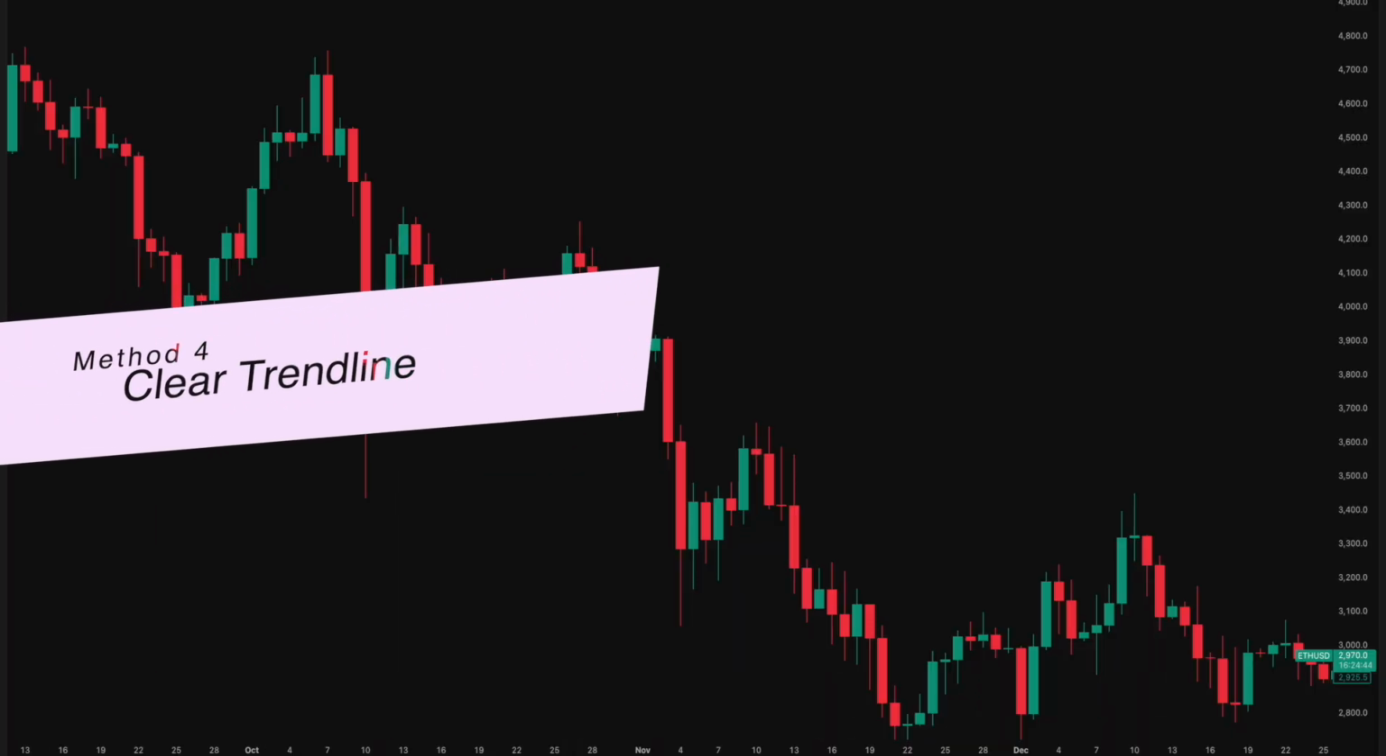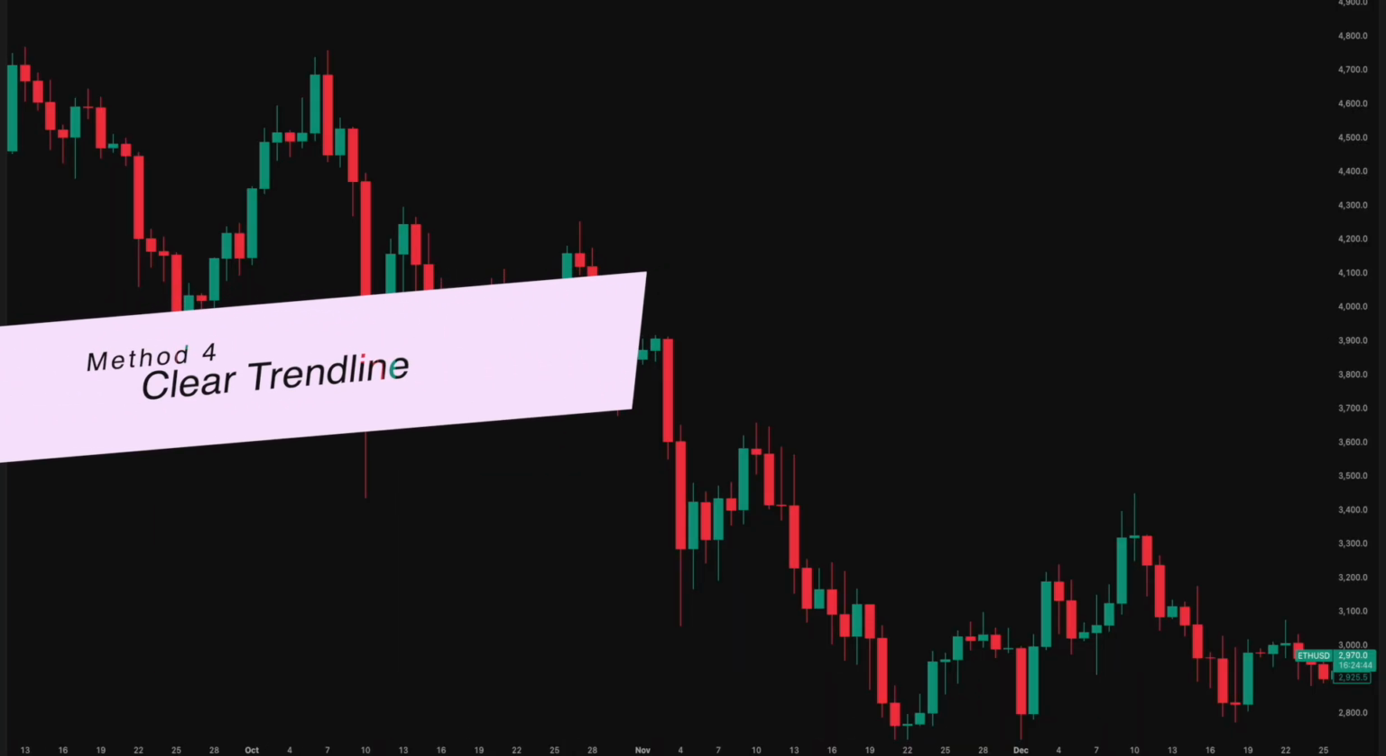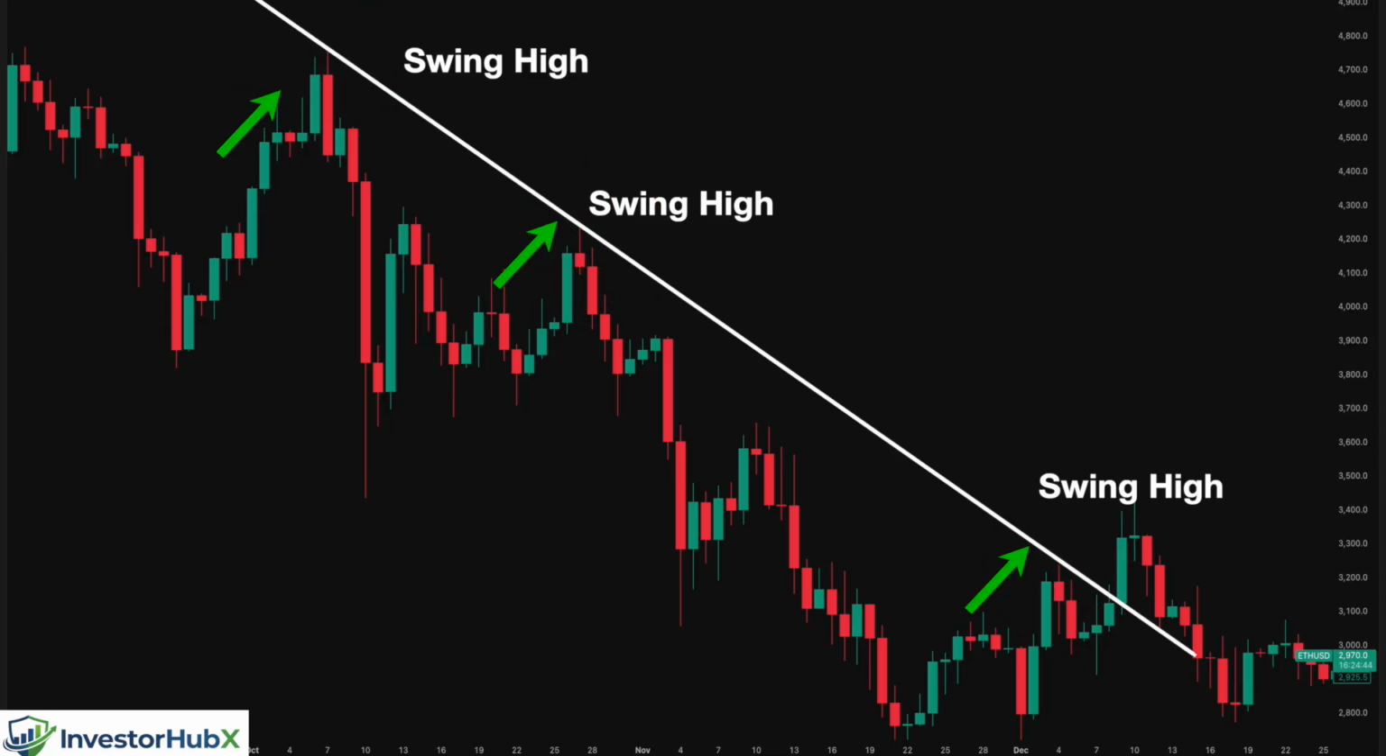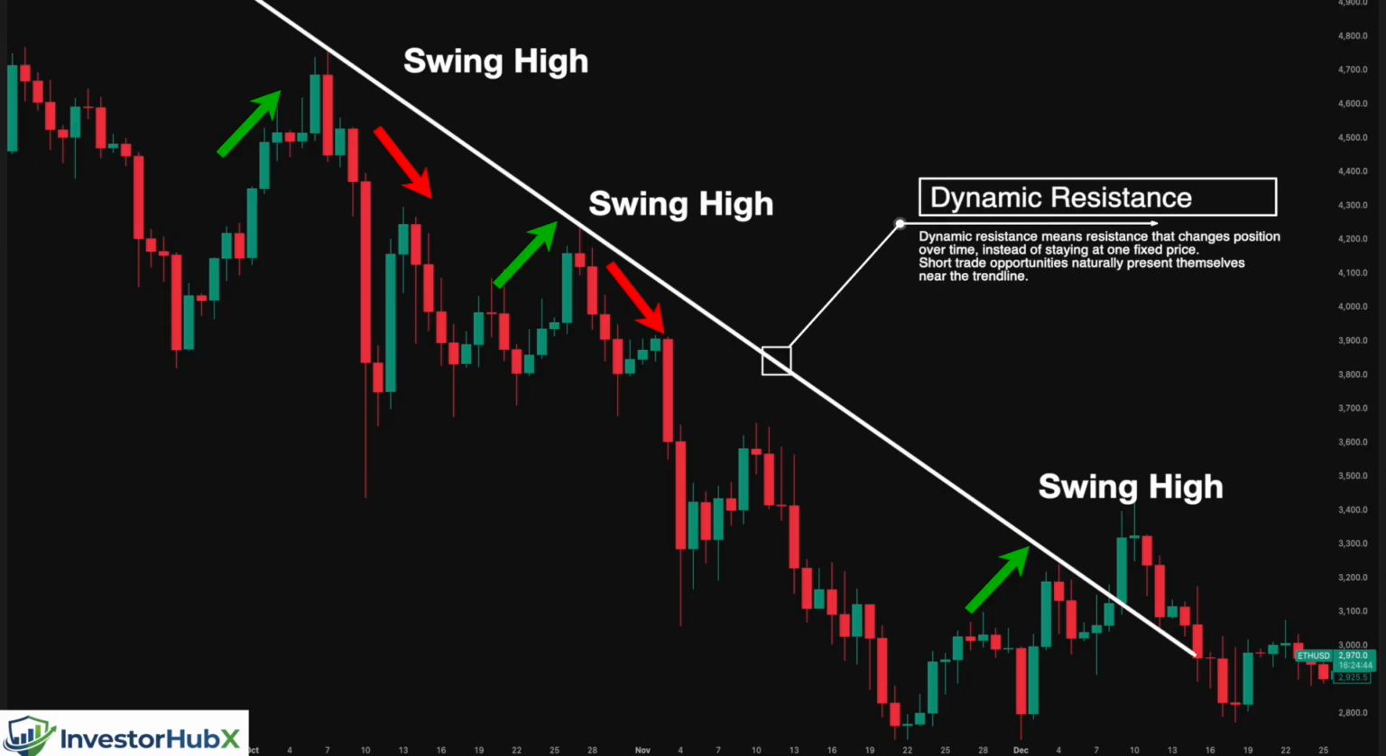Another clear way to identify a bear market is how easily you can draw a downtrend trend line across swing highs. In a bear market, price repeatedly rallies into this trend line and fails. This downward sloping line acts as dynamic resistance, where sellers consistently step in. Because of this, short trade opportunities naturally present themselves near the trend line.